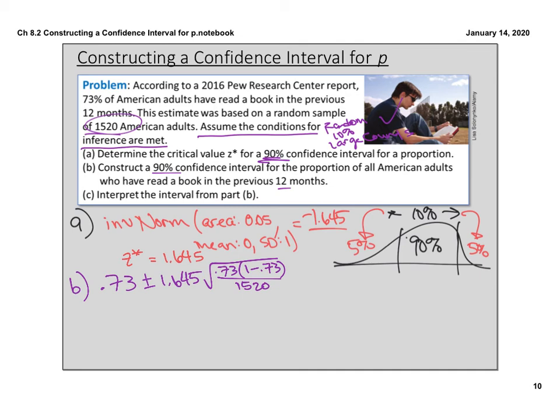I like to do this in pieces in my calculator, so I'm going to start with just the radical. I take 0.73 times 1 minus 0.73. I end up with 0.1971. I'm going to divide that by 1,520. I get scientific notation here, but that's okay because I'm going to immediately take the square root. So I've got 1.2967 times 10 to the negative fourth in my calculator. That e to the negative 4 is that scientific notation part. Now, just go ahead and take the square root.